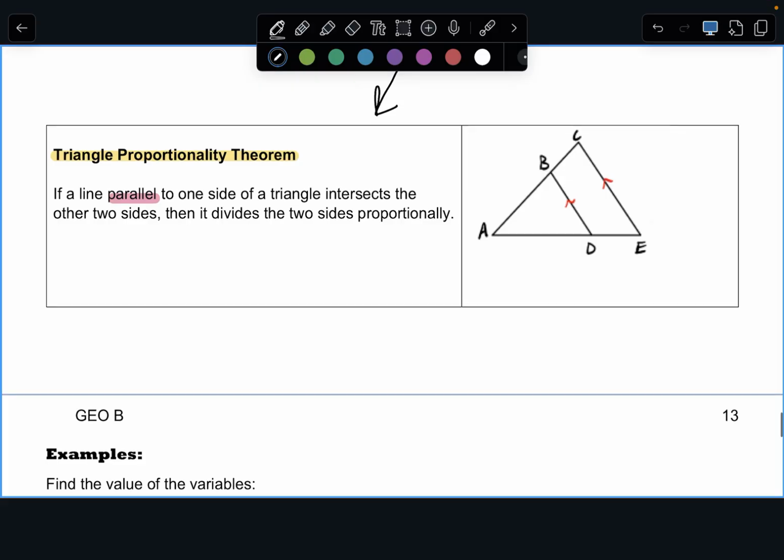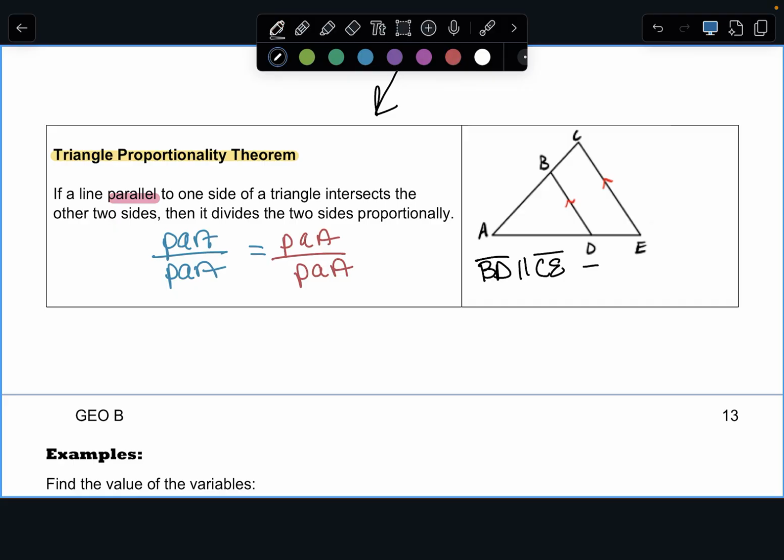Meaning, we know that BD is parallel to CE. It's what we're given in our picture. We have a pair of parallel lines. Then this parallel line has to divide this side and this side proportionally. What that means is, I want you to write this down and put a big circle over it. This theorem is telling you part over part is equal to part over part. We're grabbing both parts from one of the two sides, and then we're grabbing both parts from the other side.